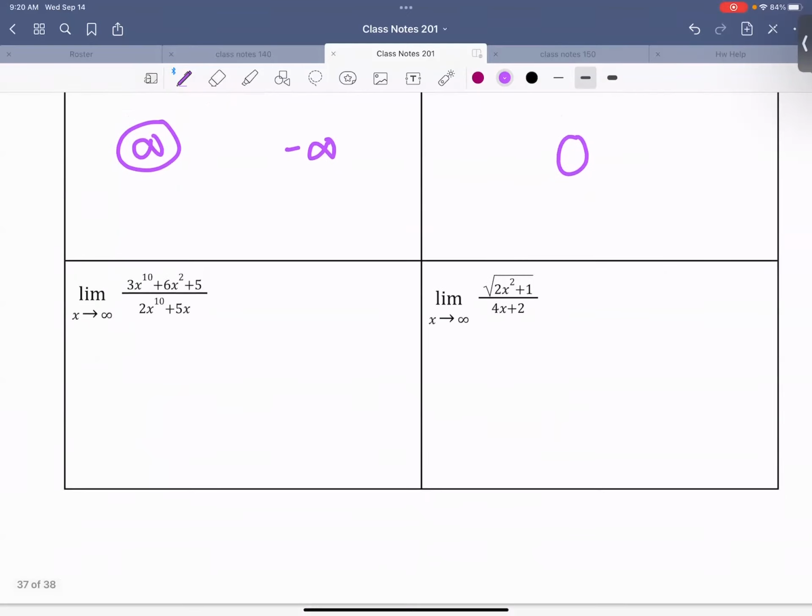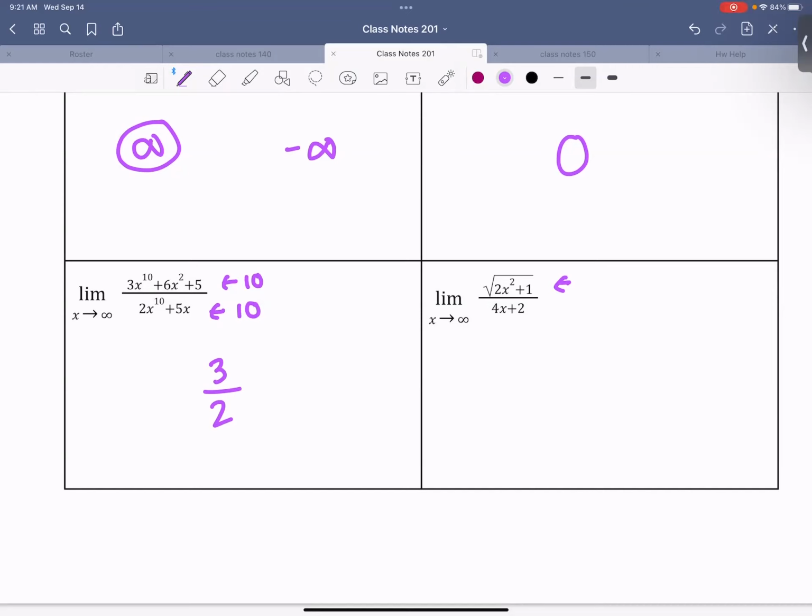Going on further, we have this one. Degree in the numerator is 10. Degree in the denominator is also 10. What's my limit? 3/2, perfect. Whenever the degrees match, we take the highest coefficient on the top and the bottom. All right, last one. Looks a little bit crazy. What do you think the degree in the numerator is? 1, right? Why is it 1?